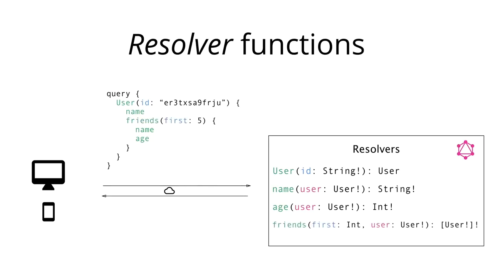And finally, the friends field in the query payload can be resolved by a corresponding function that takes an optional parameter called first that can be provided in a query, as well as the implicit user argument, since friends also is a field on the user type and the server needs to know whose friends it should fetch. This function returns a list of users.